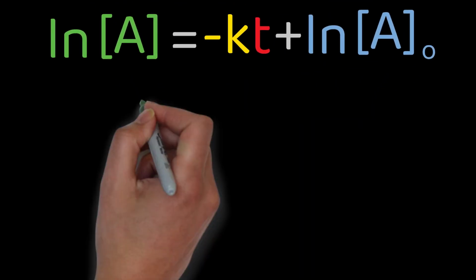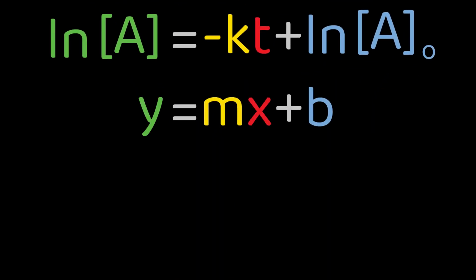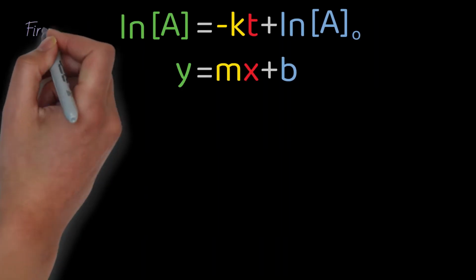What does this equation look like if you blur your eyes a little bit? Yup, it's a linear equation in the form of y equals mx plus b. For this graph, y equals the natural log of the concentration, and x equals time. So we can use this equation and graph to determine the concentration of reactants at any point during the reaction.